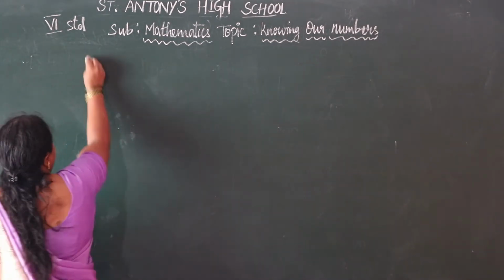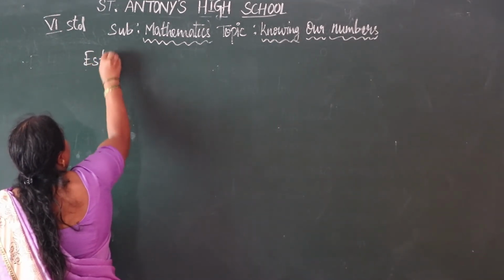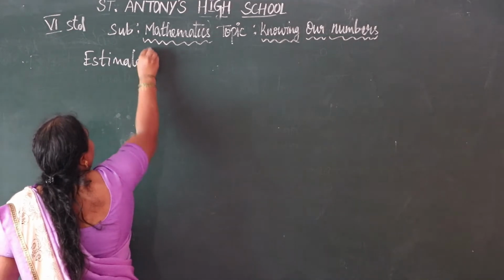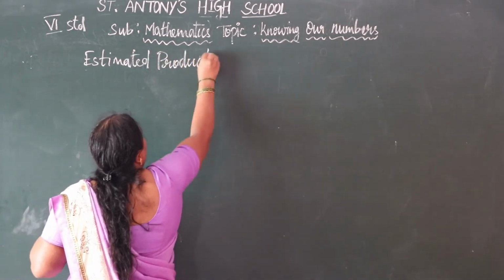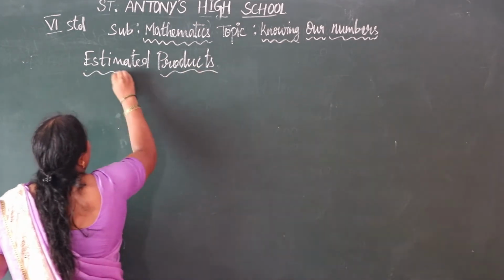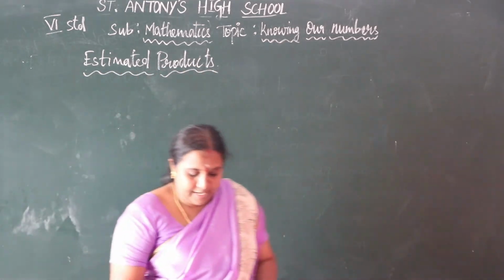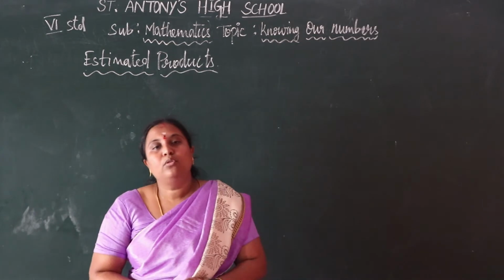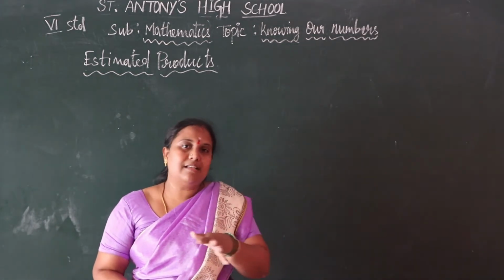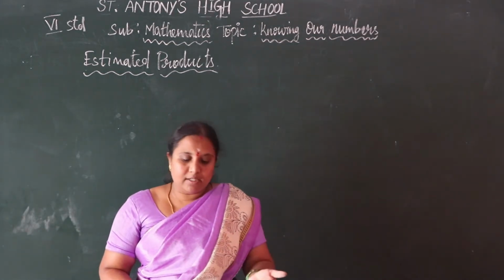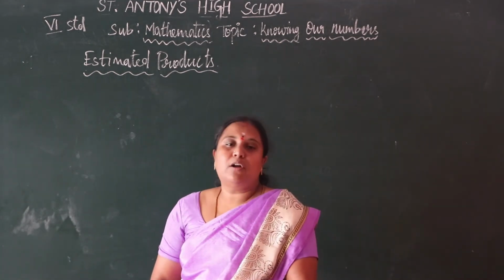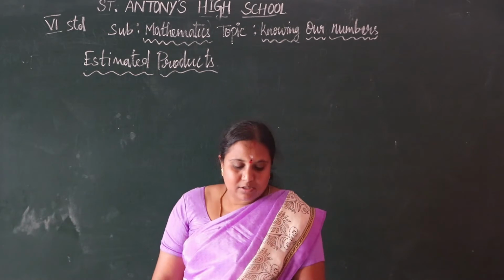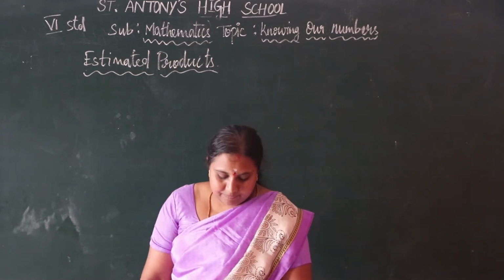Estimated products. We round off the factors, which is considered the same as for the sum or difference. That is, we round to the greatest place and then multiply the rounded factors. Okay, so let us see one example.